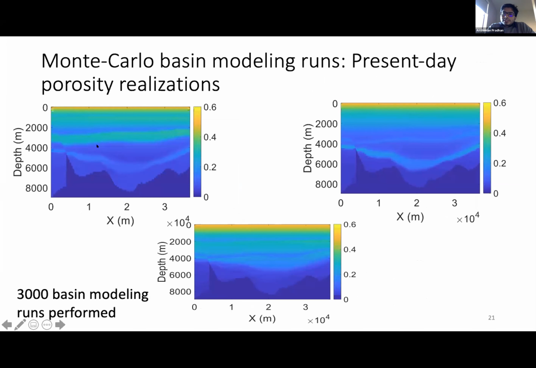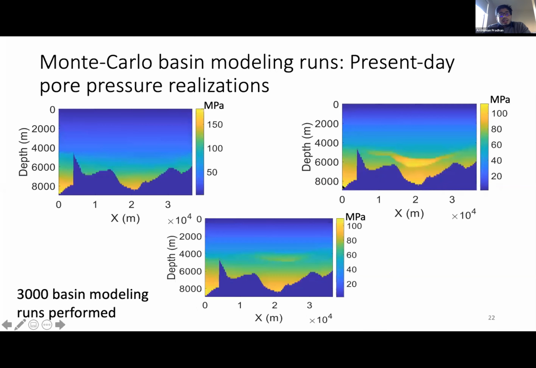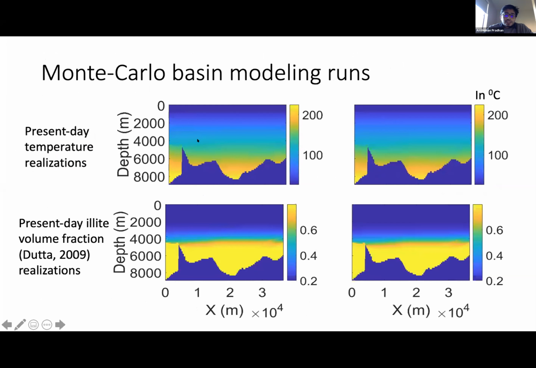And what I'm showing is the outputs of the Bayesian simulations of some of them, 3 of them, and here I'm showing the porosity realizations. And you can see that the outputs can vary because your input parameters also change, as sampled from the probability distributions. Now, these are the corresponding pore pressure realizations that we have. And we also have the realizations for the temperature and then the present-day illite volume fraction in our model.